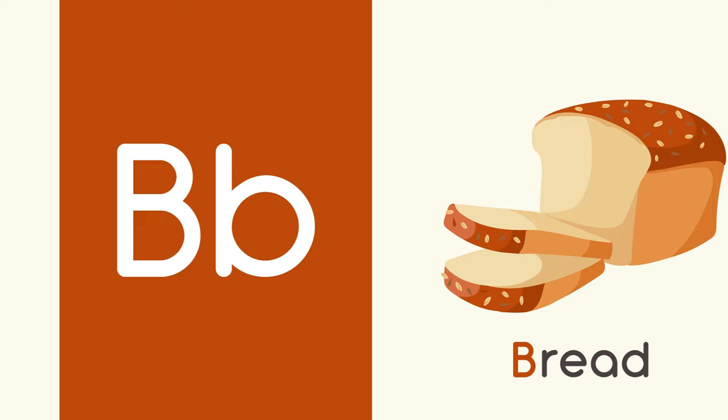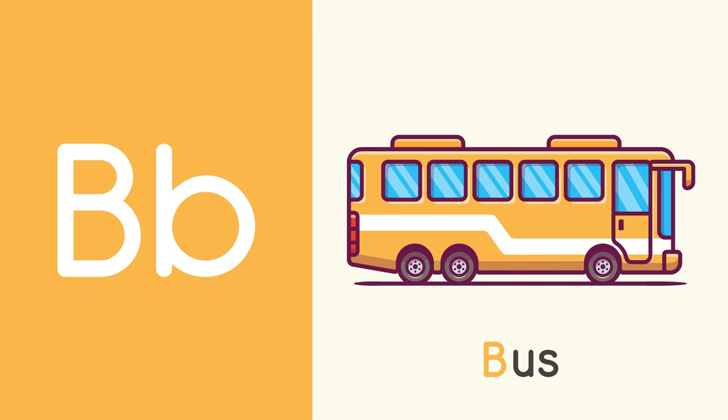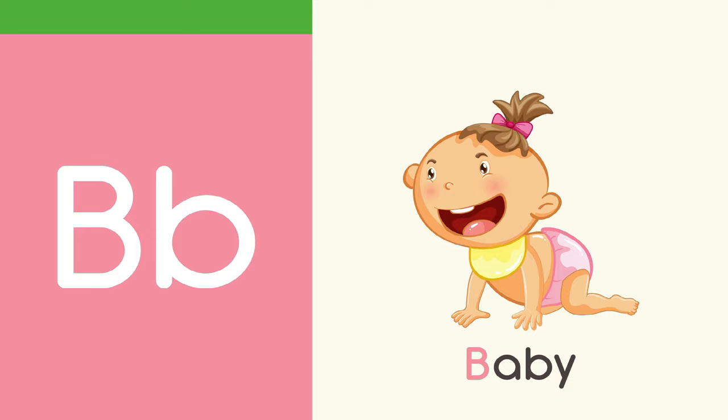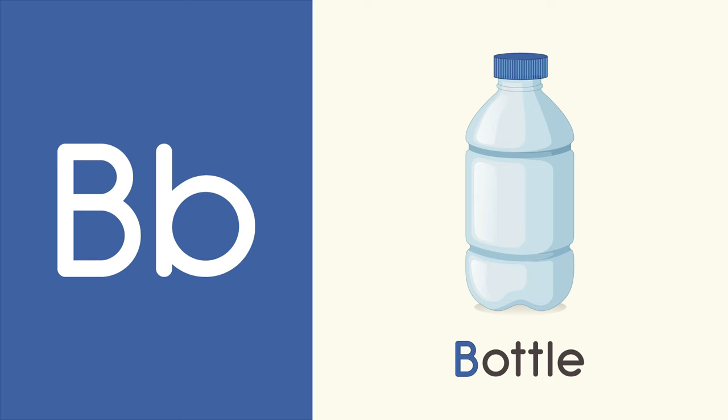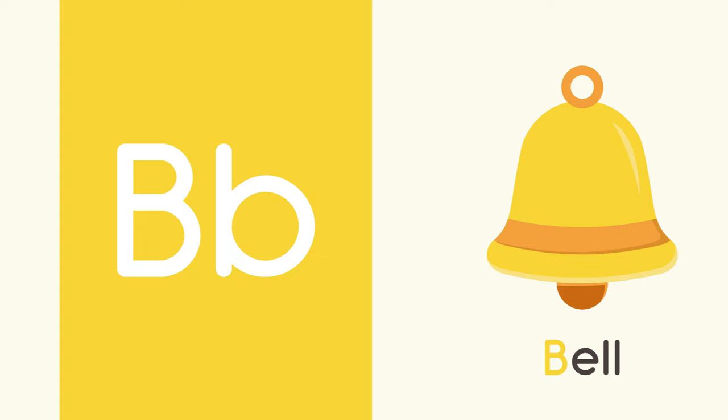B is for blueberry. B is for bus. B is for baby. B is for box. B is for bottle. B is for bell. B is for biscuit.